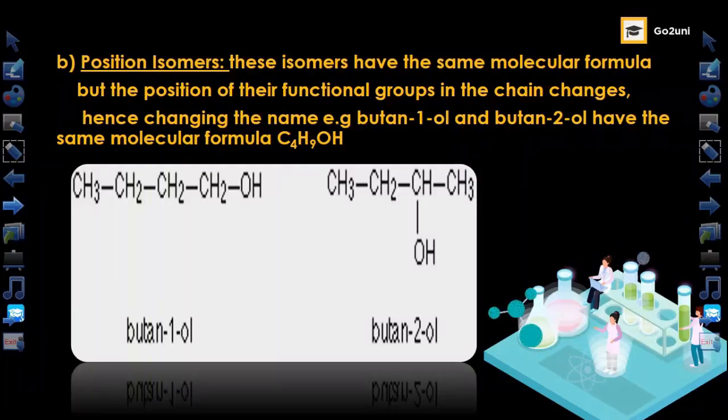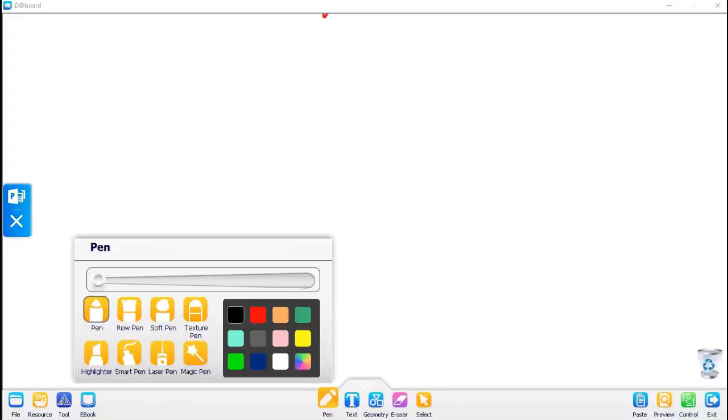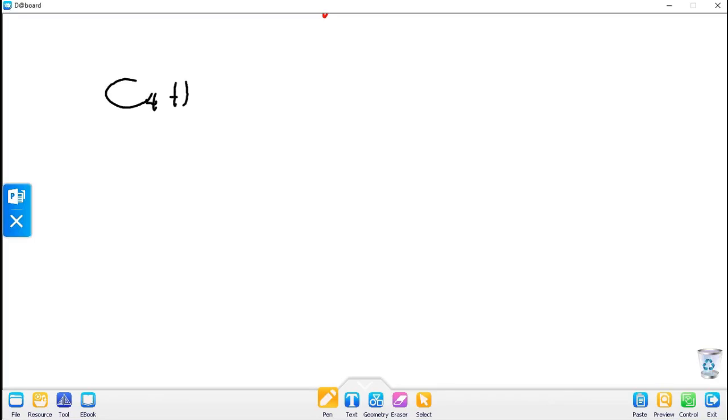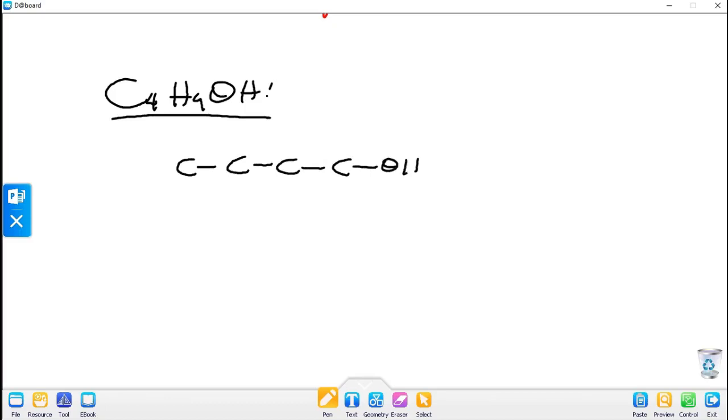They both have a formula C4H9OH. They both have that general molecular formula, C4H9OH. Let's look at the first compound. Look at it, OH. Butan-1-ol. When we started the lesson, we said that alkanols end with the name ol.